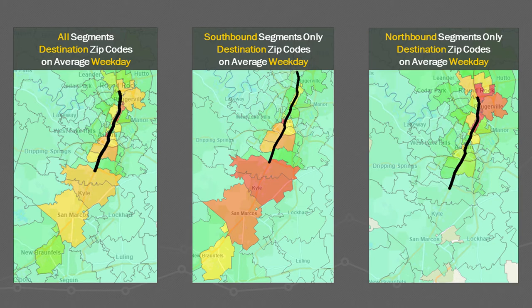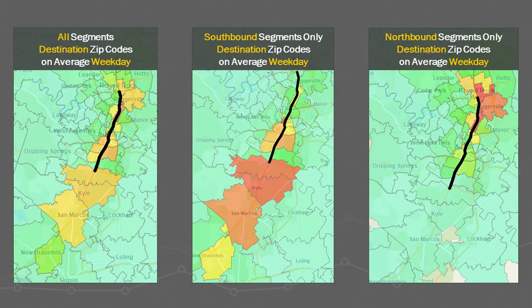Next, I decided to stay at the regional level, but wanted to look at the entire day of the weekday, not just the AM peak, to get a sense for what's going on over a whole typical day. First, I looked at all of the segments together again, aggregated regardless of direction of travel, and now we see some interesting things. Downtown Austin is still showing up as a hotspot, but it's not the only one. There's a lot more darker oranges down here to San Marcos, up north as well. So the actual destinations of people is more widespread when we look at the entire day. Very interesting.